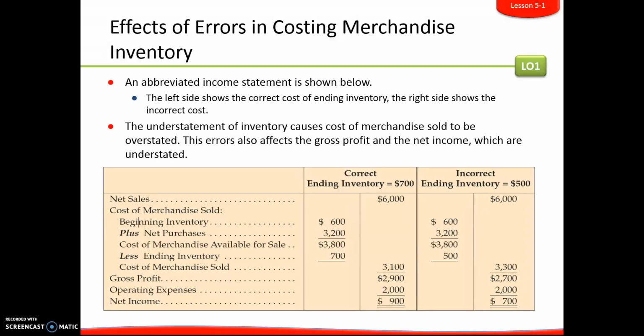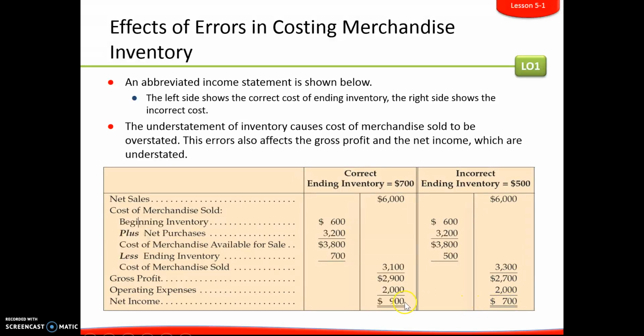Here below is an abbreviated income statement, and the left side shows the correct cost of ending inventory. Here you can see it's 700, and the right side shows the incorrect 500. Now, the understatement of inventory causes our cost of merchandise sold to be overstated. So you can see if we only have $500 in ending inventory, our cost of merchandise sold is actually 3,300 instead of 3,100, which at the end of the day affects our gross profit as well as our net income, which are understated, meaning they're below what we actually have. So you can see how that's not beneficial.